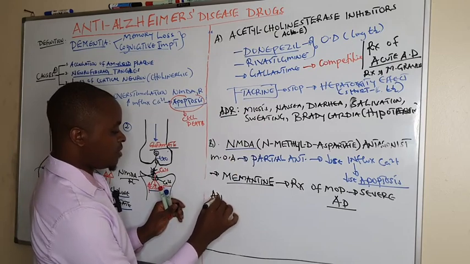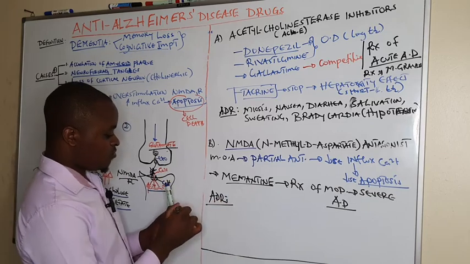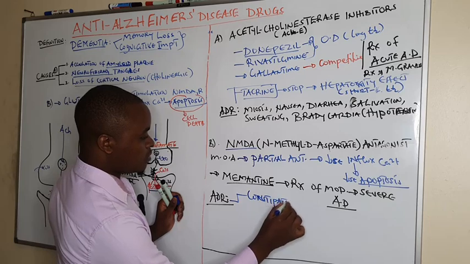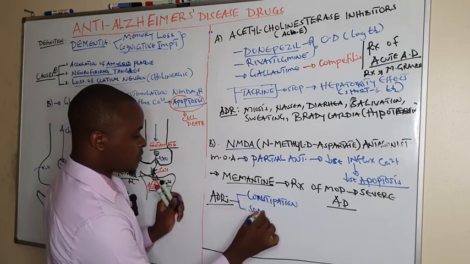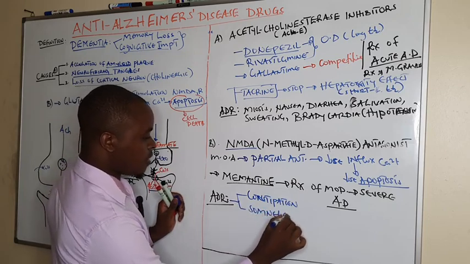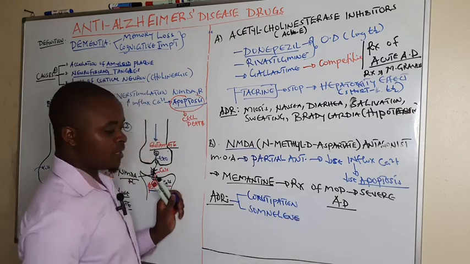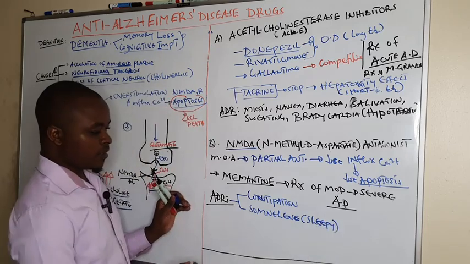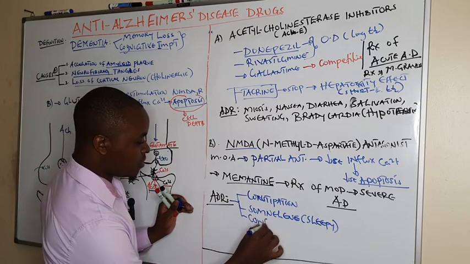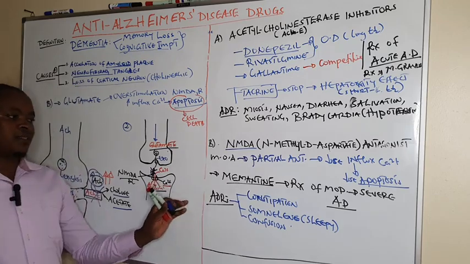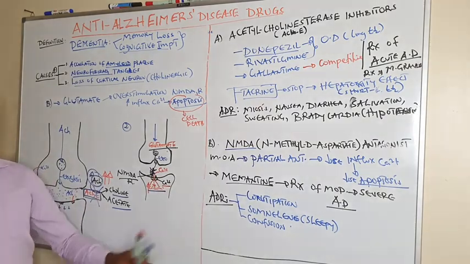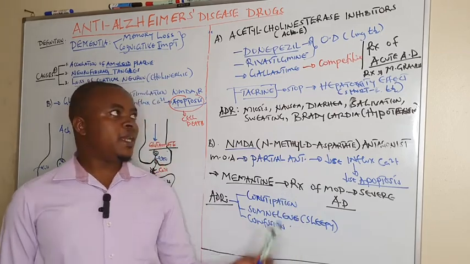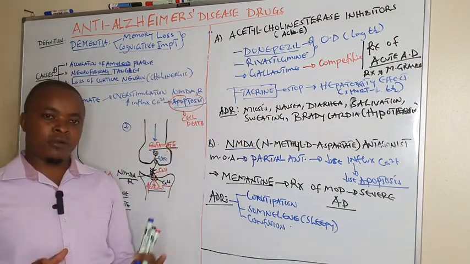The adverse drug reactions of this drug include constipation and somnolence. Somnolence is feeling sleepy; this one increases sleep moods. Another one is confusion. So these are some of the side effects of memantine, which is used in the treatment of moderate to severe or advanced Alzheimer's disease, to manage the symptoms so that we can enhance memory, but not treating the disease or neurodegeneration.